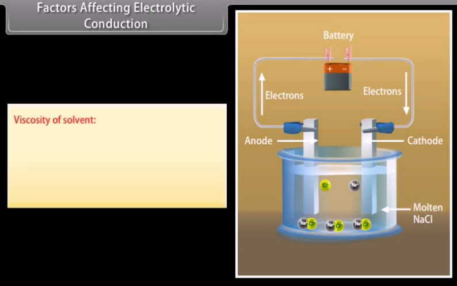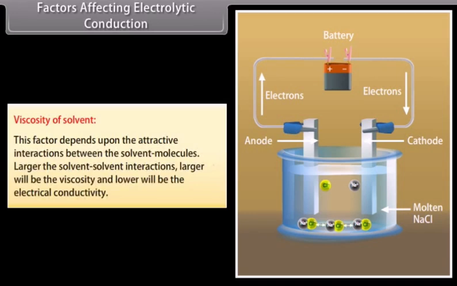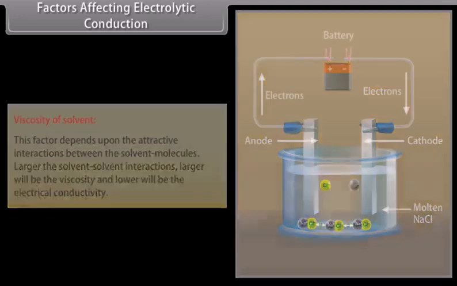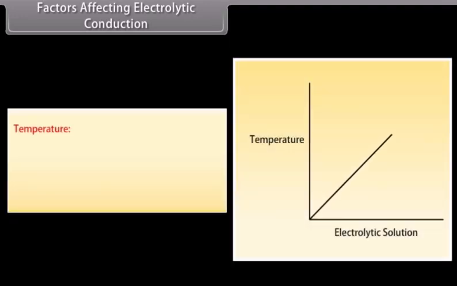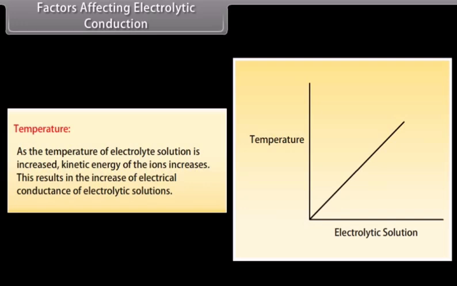Viscosity of solvent. This factor depends upon the attractive interactions between the solvent molecules. The larger the solvent-solvent interactions, the larger will be the viscosity and the lower will be the electrical conductivity. Temperature. As the temperature of the electrolyte solution is increased, the kinetic energy of the ions increases. This results in the increase of the electrical conductance of electrolytic solutions.